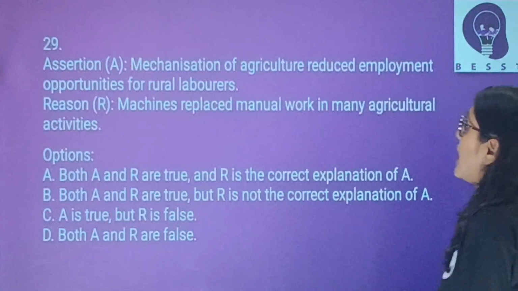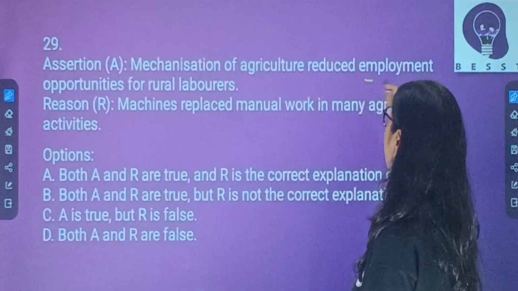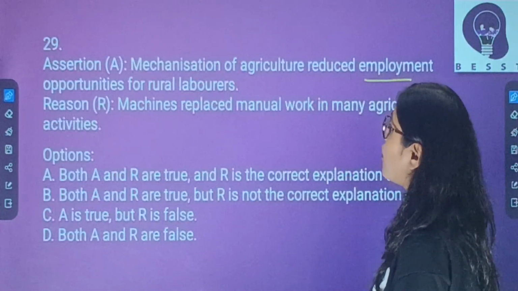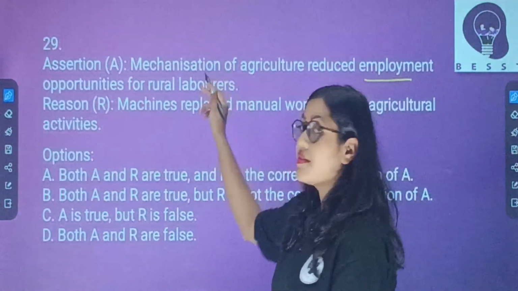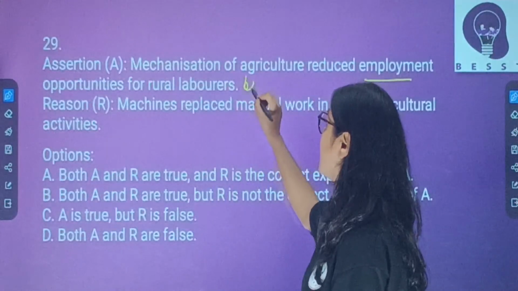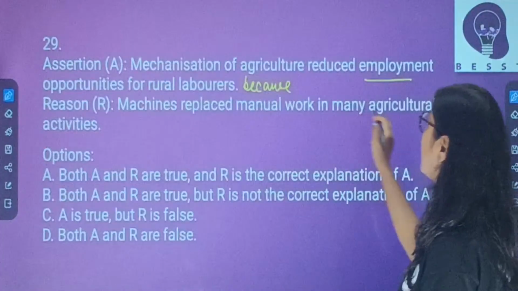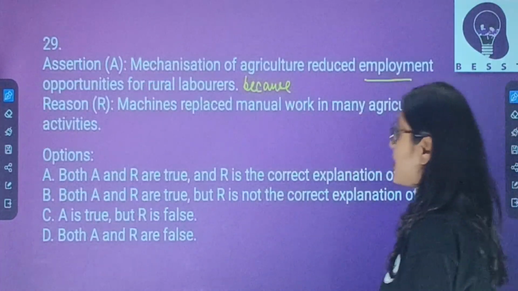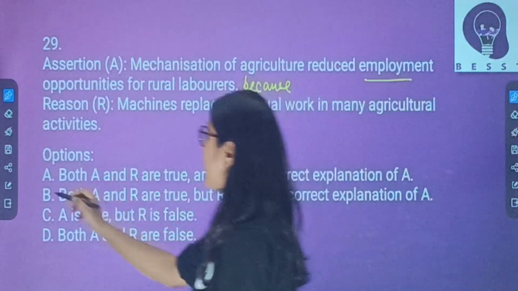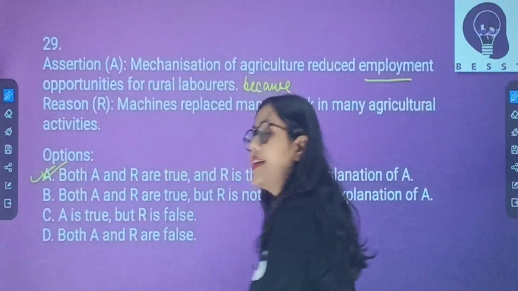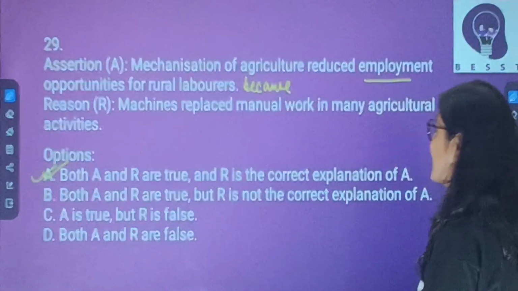Question number 29. Mechanization of agriculture reduced employment opportunities for rural laborers. So yes, this is a correct assertion because machines replaced manual work in many agricultural activities. So yes, both A and R are true and R is the correct explanation of A.